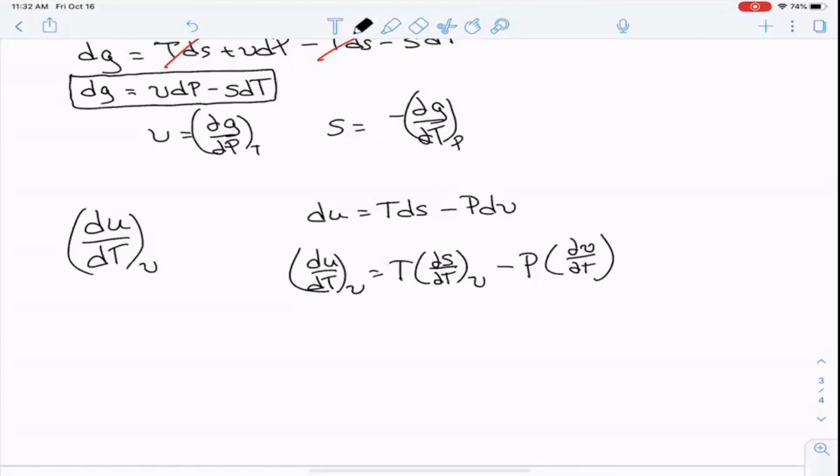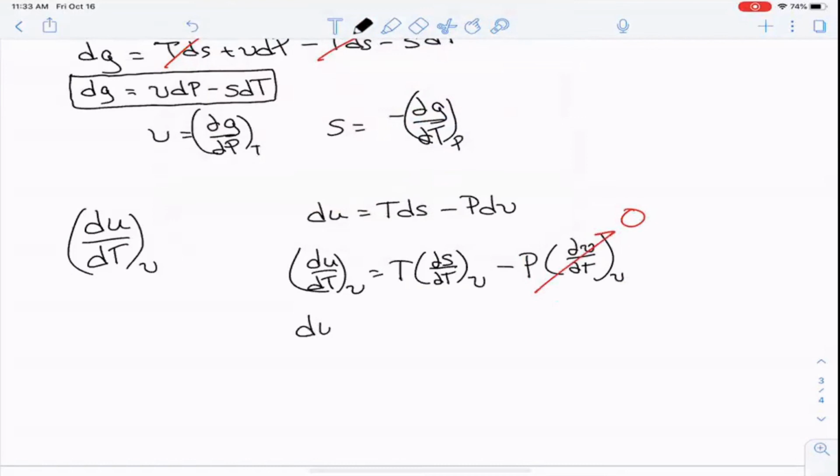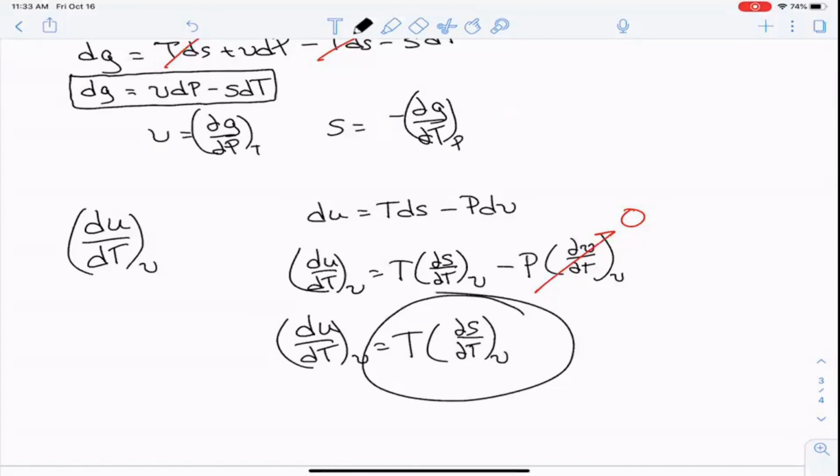So what's dV/dT at constant volume? What's that equal to? Would it be 0? Yeah, exactly, because dV would be 0. So that thing is equal to 0. So that means that dU/dT at constant V equals T times dS/dT at constant V. And does anybody remember what we actually called that a few weeks ago?